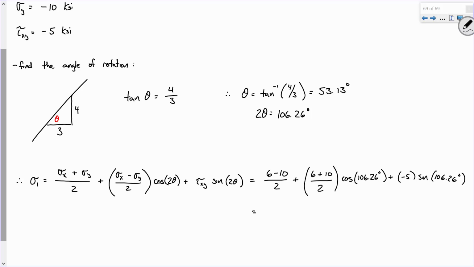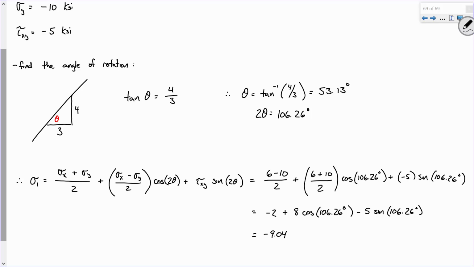All right. So 6 minus 10 over 2, that's negative 4 over 2, so this is minus 2. Plus 6 plus 10, which is 16 over 2, so that's 8 cosine 106.26 degrees. Make sure your calculators are in degree mode. Minus 5 sine 106.26 degrees. Negative 9.039. Okay, we'll say 9.04.